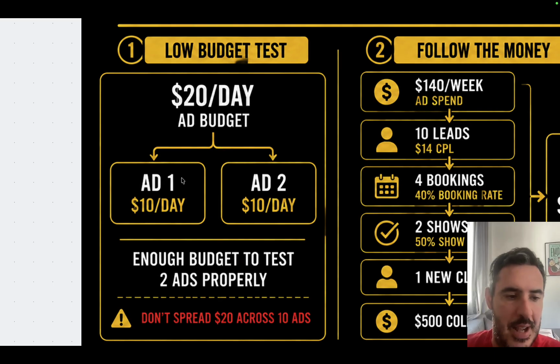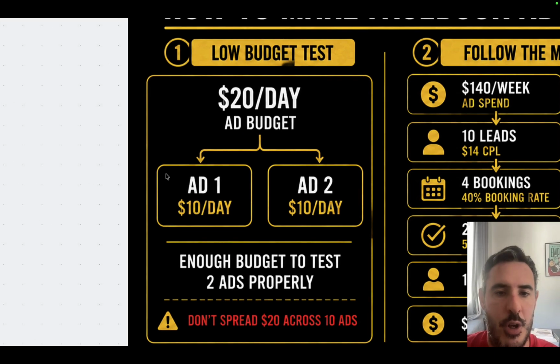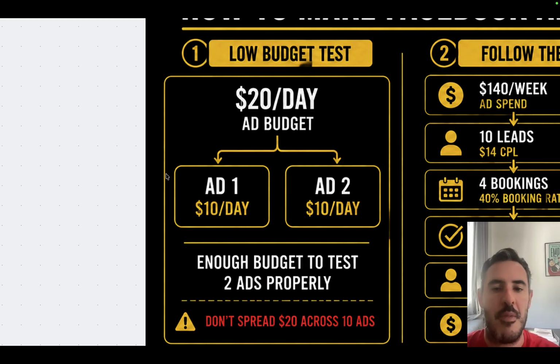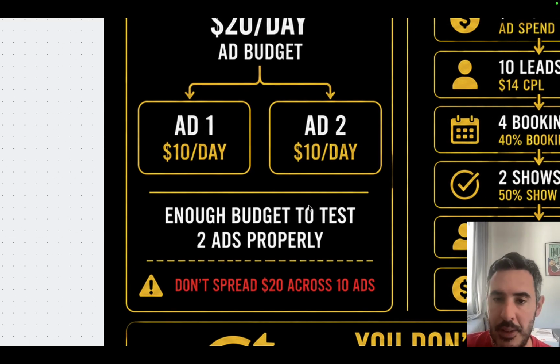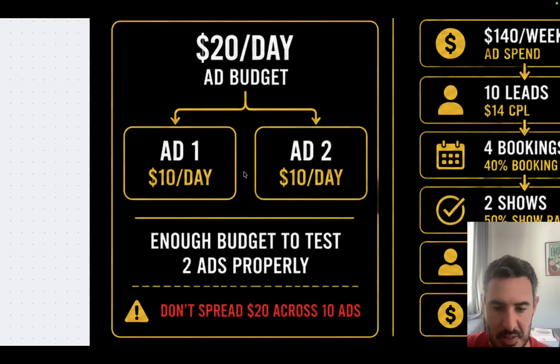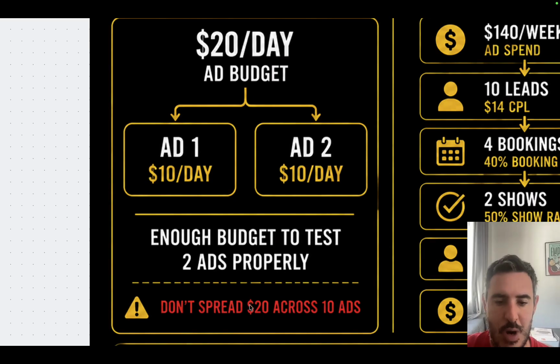So let me show you exactly what this looks like when we implement this with a brand new gym. So over here, let's say we're working with a brand new studio. They only want to pay $20 a day. Okay, no problem. We're then going to make 2 different ads. We're going to put $10 a day behind one and another $10 behind the other one, right? That lets us see very quickly in probably less than 24 hours, do any of these leads get us any results?